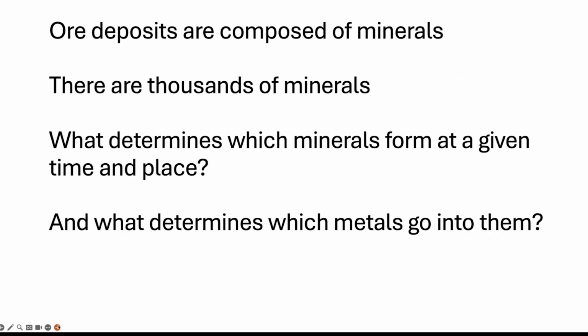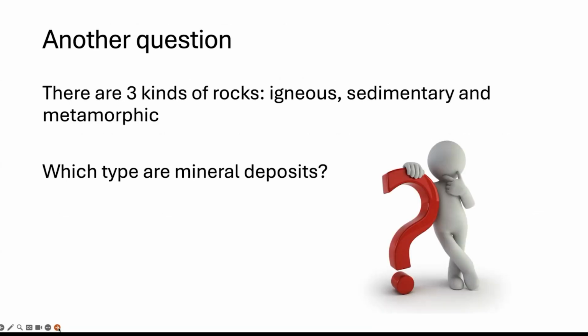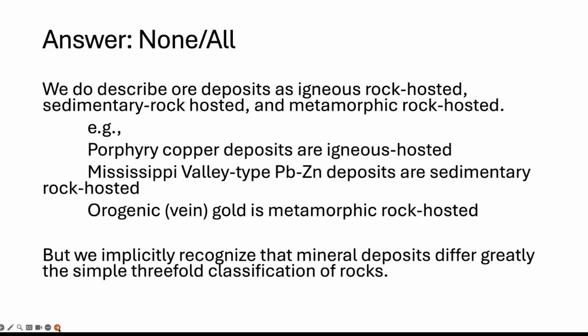All right, ore deposits are composed of minerals. We already said that. There are thousands of minerals. What determines which minerals form at a given time and place, and what determines what metals go into them? There are 3 types of rocks: igneous, sedimentary, and metamorphic. What kind are mineral deposits? Well, the answer is none or all.